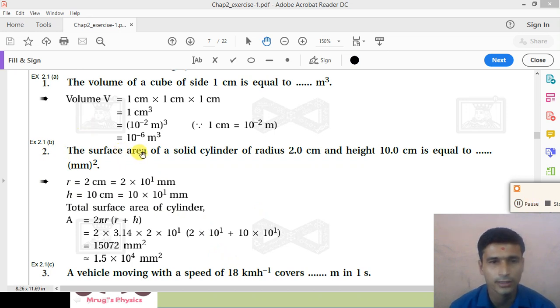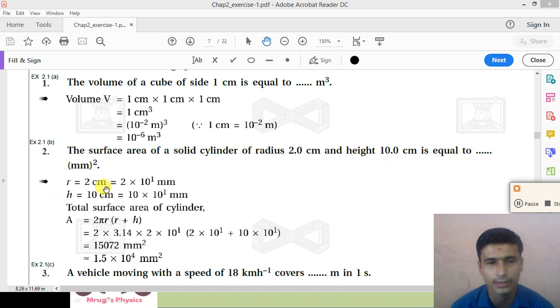The surface area of a solid cylinder of radius 2 centimeter and height 10 centimeter is equal to blank millimeter square. Here we need to find the surface area of the solid cylinder in millimeter square. The radius of the cylinder is given as 2 centimeter and the height of the cylinder is 10 centimeter. So radius of the solid cylinder R is equal to 2 centimeter.